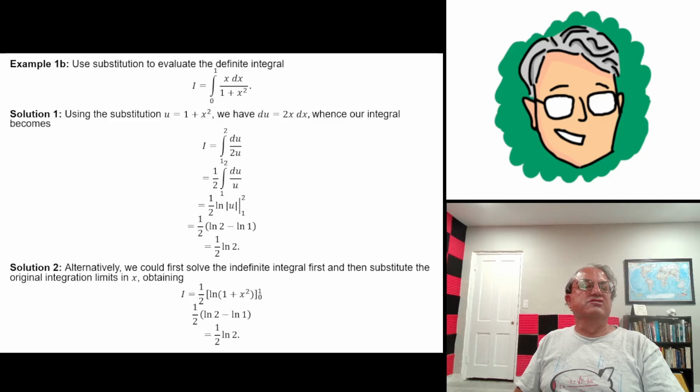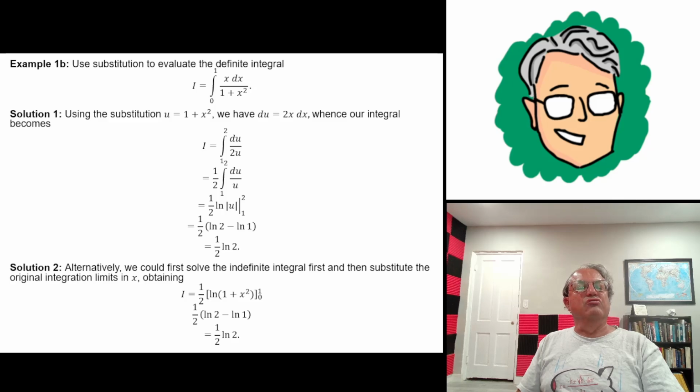But I prefer solution 1. The nice thing about using substitution with definite integrals is that you don't have to substitute back at the end, as long as you change the limits. The original limits 0 and 1 were limits on x. But if we make the substitution u equals 1 plus x squared, we have to change our integration limits to limits on u, which in this case are 1 and 2.